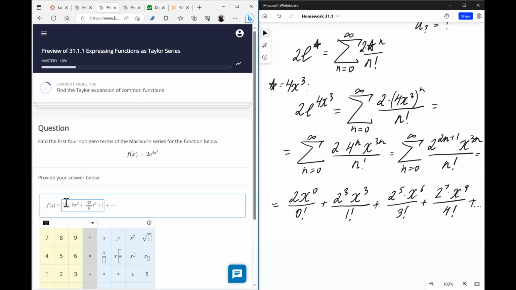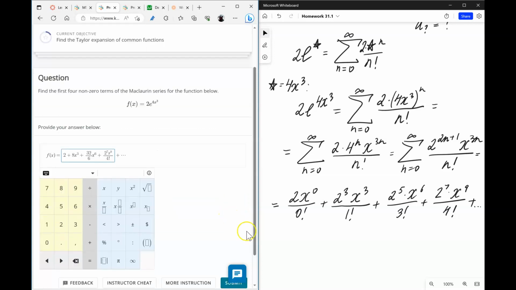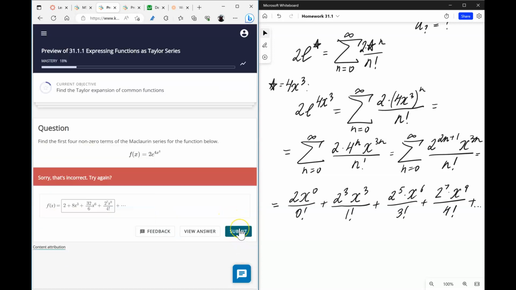And again, nobody's impressed here with me doing simple math, so I'm just going to write it as is without trying to simplify anything, and that should be the answer.